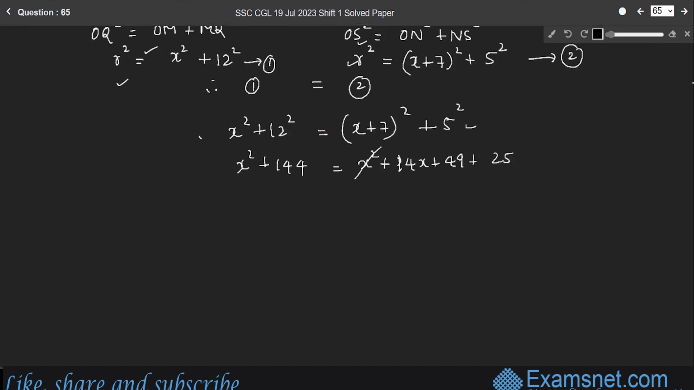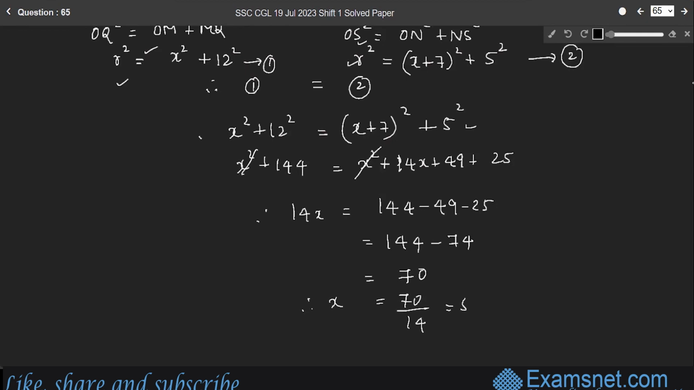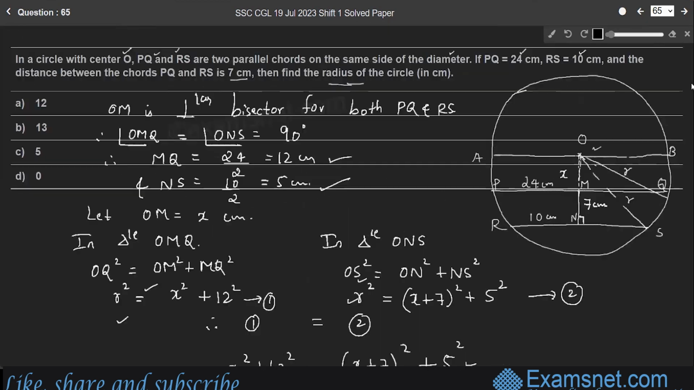So we can cancel x square and x square. Therefore, 14x is equal to 144 minus 49 minus 25, which is equal to 144 minus 74. So 70. Therefore, x is equal to 70 by 14, which is 5. So the distance from the center to the first chord PQ is 5 centimeter.